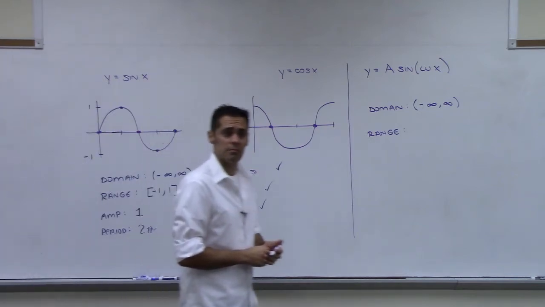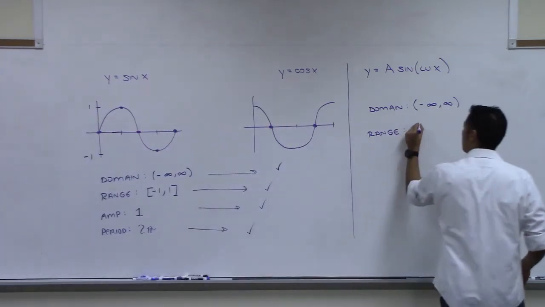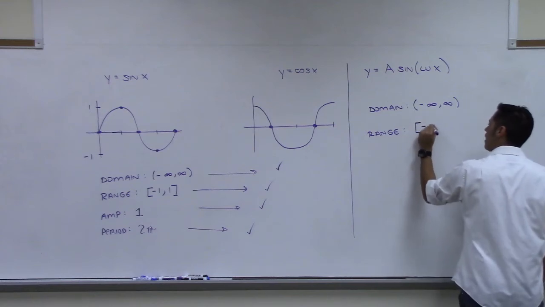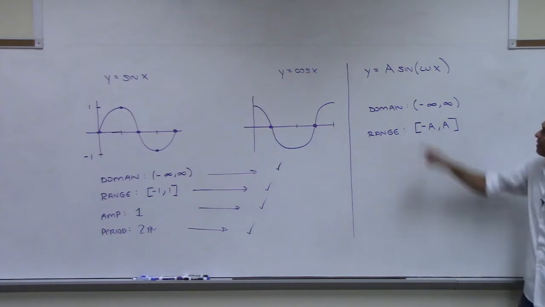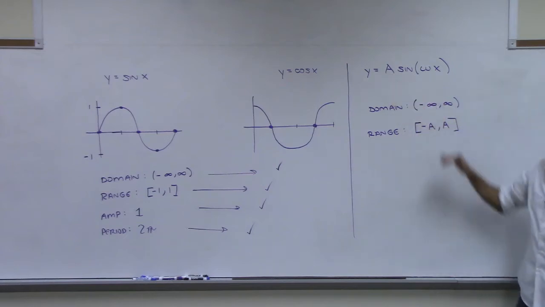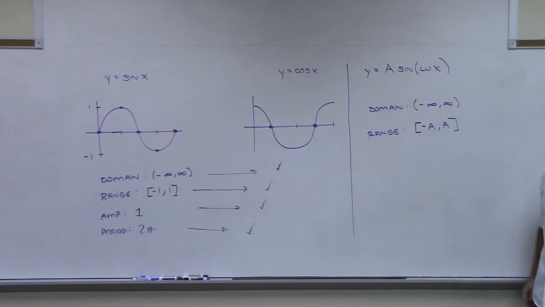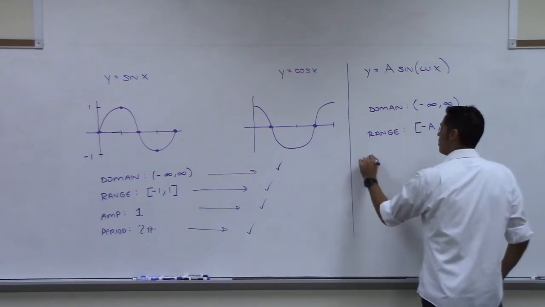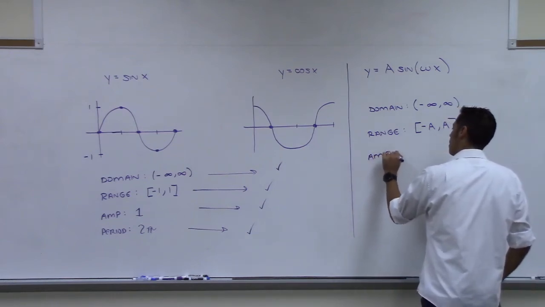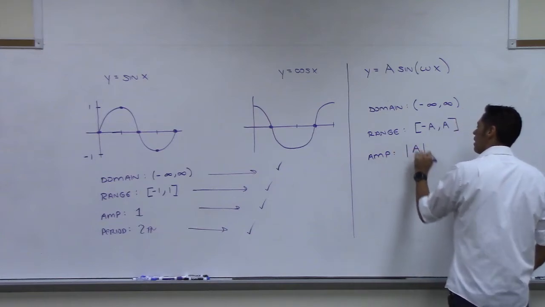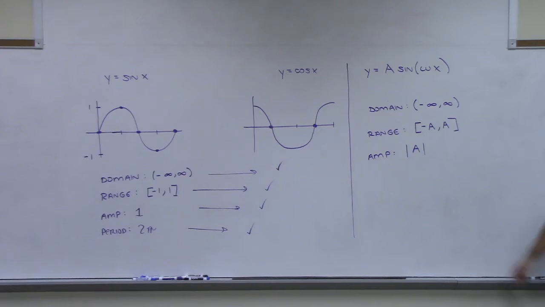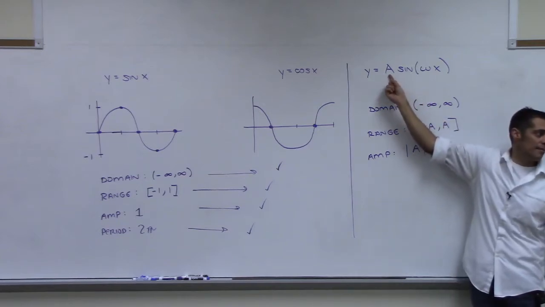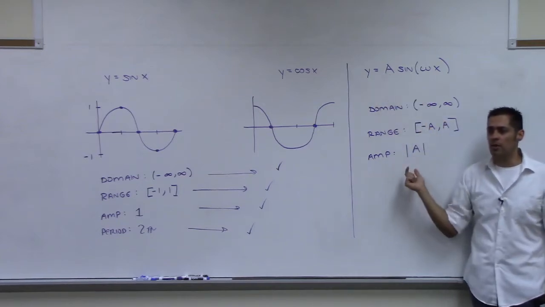Whatever A is, right? So it should be from negative capital A to positive capital A. So if that's a 2, then we should go between -2 and 2. And then the amplitude will always be the absolute value of that number out in front, A. So if this happens to be -1/2, your amplitude would be +1/2.